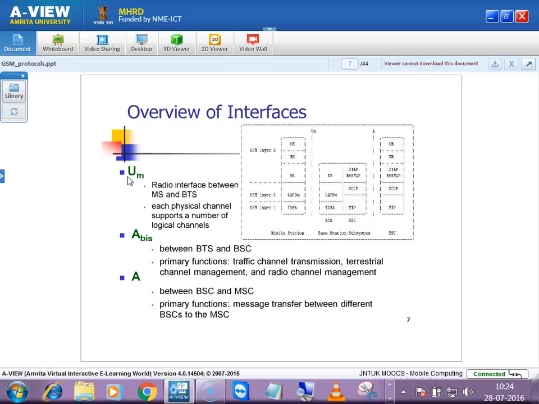And the Abis is the interface between the BTS and BSC. Its primary functions are traffic channel transmission, terrestrial channel management, and radio channel management, dealing mainly with radio resources. And A is the interface between the BSC and MSC. Its primary function is message transmission between the BSC and MSC. Okay.